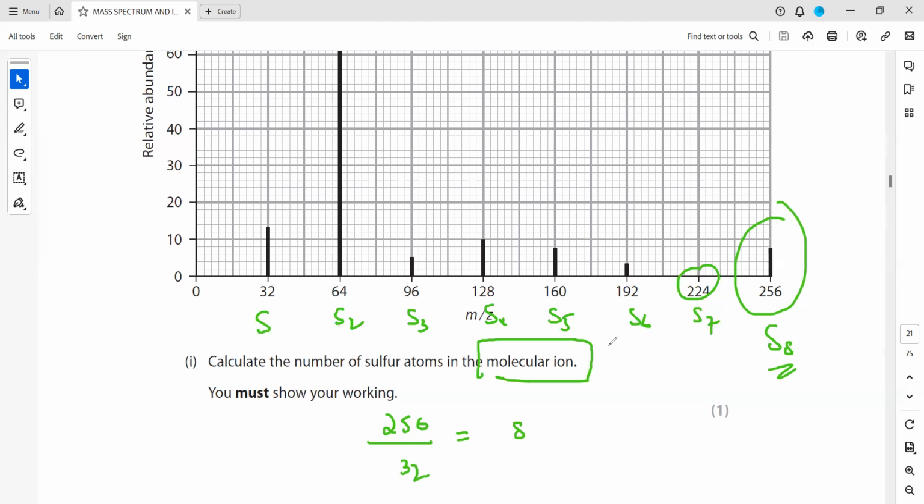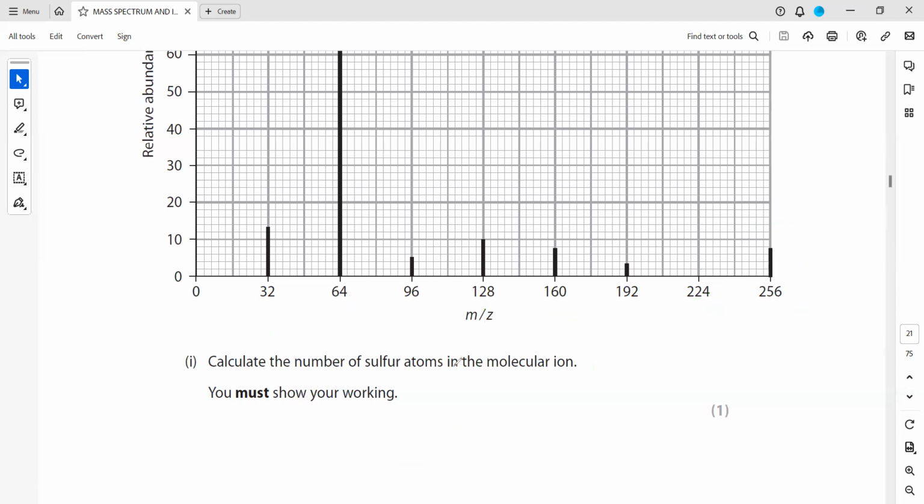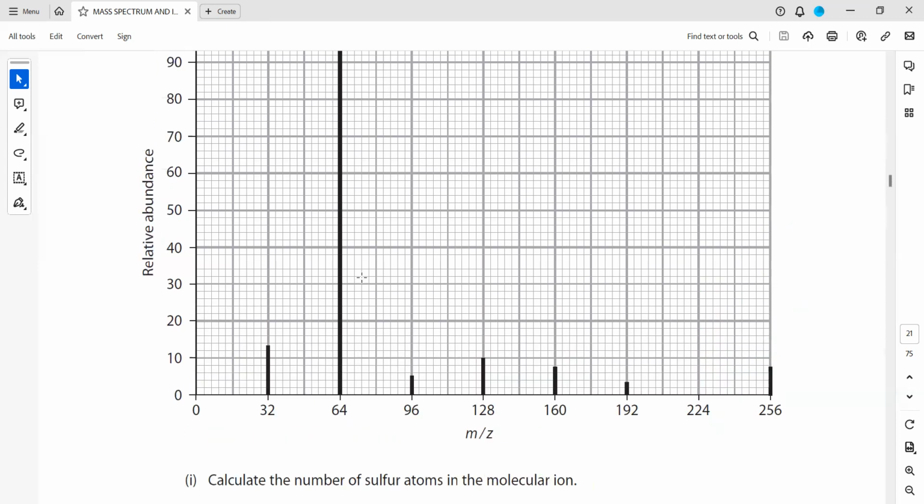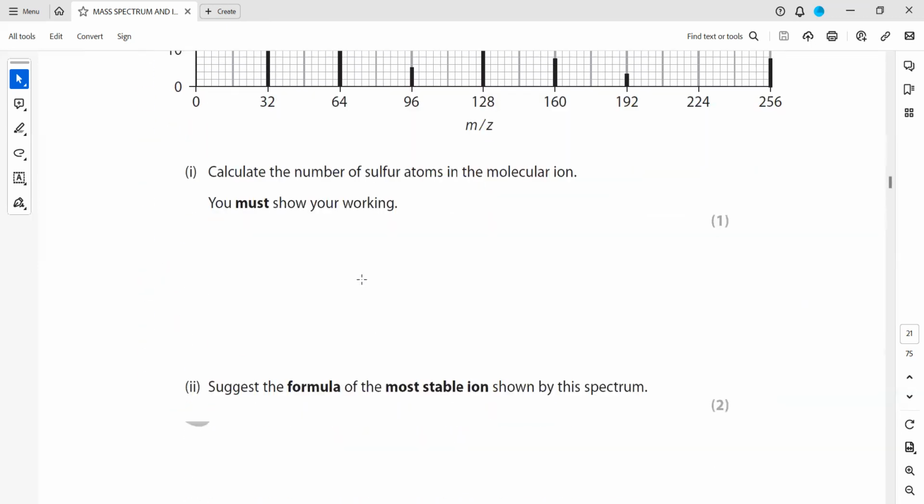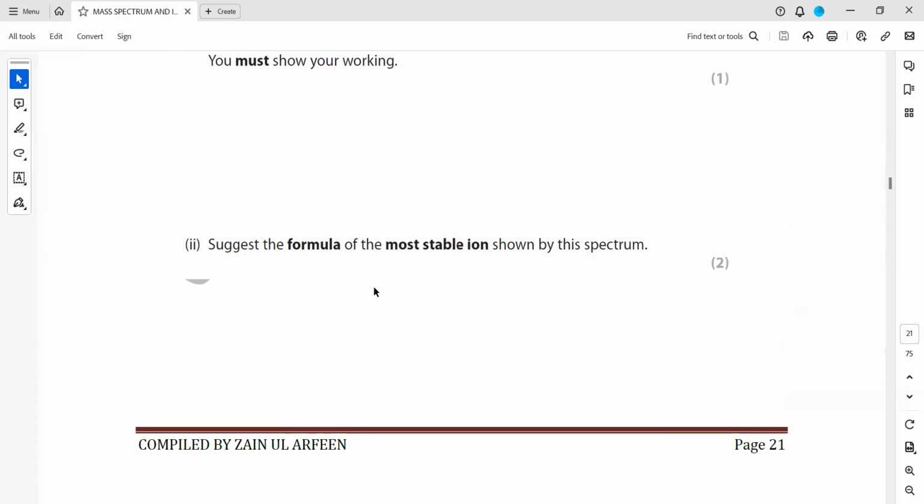The molecular ion peak is the peak with the highest mass. So in that case, we took 256. If the same question asked to calculate the number of atoms in the base peak, base peak means the one having the highest relative abundance. In this case the base peak is 64, so we take 64 divided by 32.